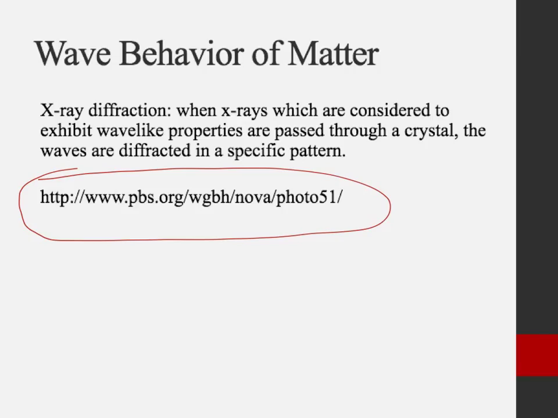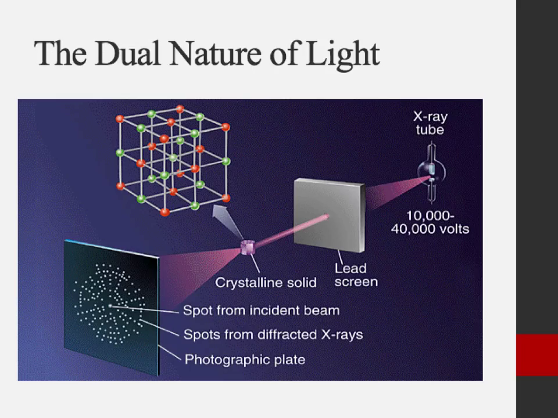But anyway, let's look at the following picture. So here we have an X-ray tube in the back part of the picture and a lead screen with a hole in it, where you have 10,000 to 40,000 volts coming through that pinhole, which goes through a crystalline solid. And then you can see that the waves are diffracted in a spectrum pattern. So you have the initial spot in the middle from the incident beam, and then you have all these other spots around it from the diffracted X-rays, which you can see very easily on the photographic plate.